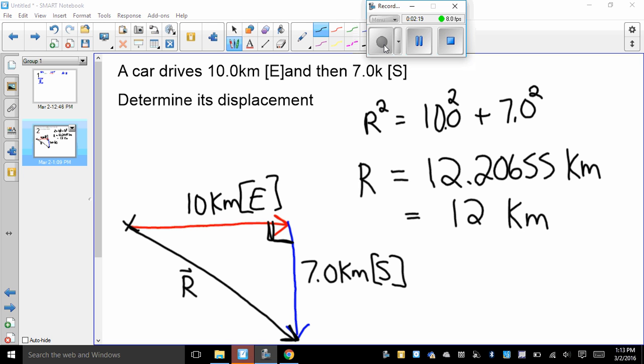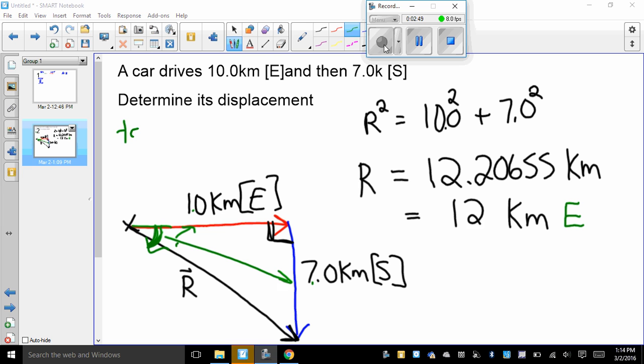Okay, what direction is this in? That's what I need to figure out now. Well, I know it's east towards south, so it's something east and then so many degrees towards the south. So I go in the direction east and I rotate south. But how much do I rotate? Well, to find that, I could use tan. Opposite over adjacent.